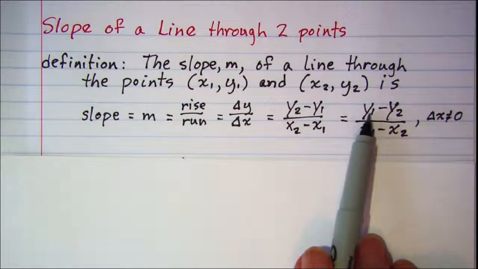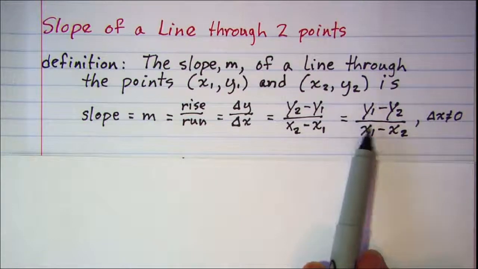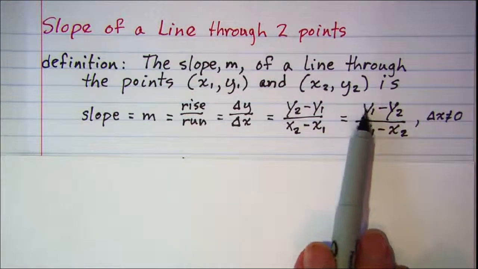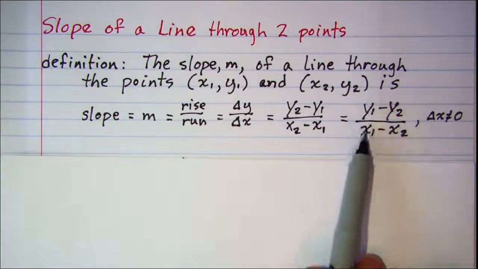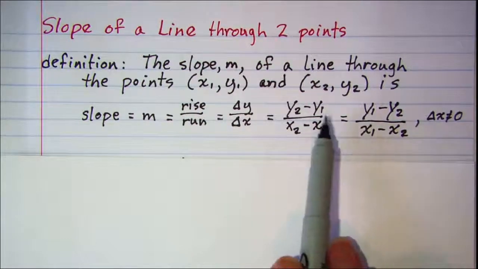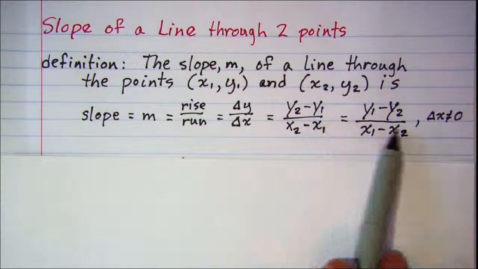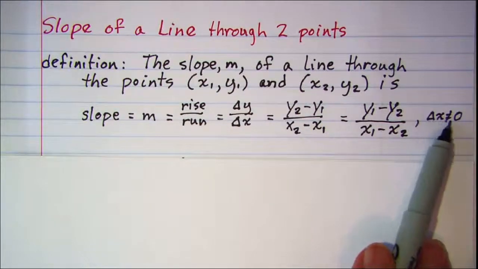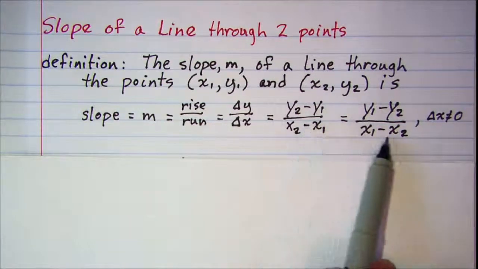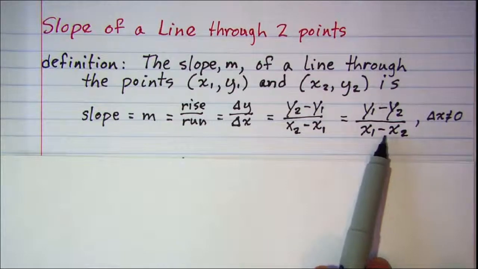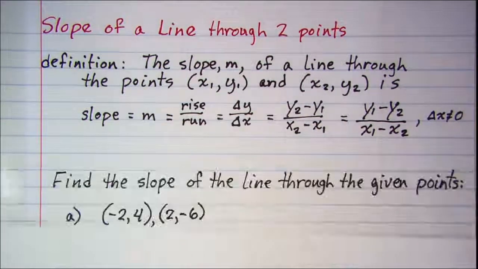You just have to be careful that if you use the x-coordinate from your first point and the y-coordinate from the first point, you have to keep those written first or written second. And again, the change in x cannot equal 0 because that would cause division by 0 in the denominator.